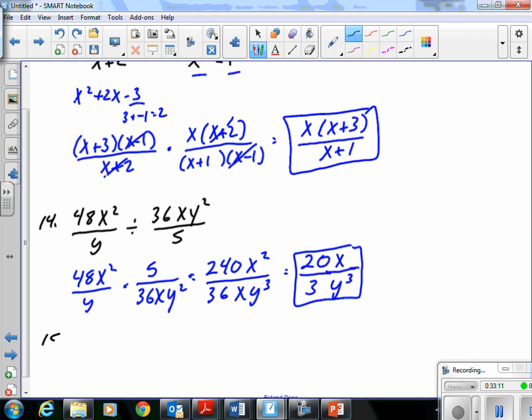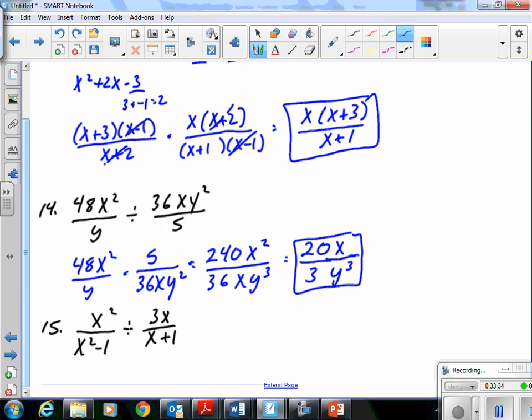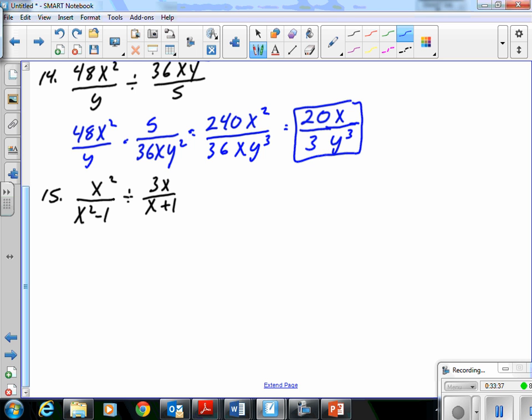So on to 15. 15 is division again, just a little more complicated. So x squared over x squared minus 1 divided by 3x over x plus 1. So it's division as with fractions, so first thing to do is rewrite it as a multiplication. So x squared over x squared minus 1 times x plus 1 over 3x.